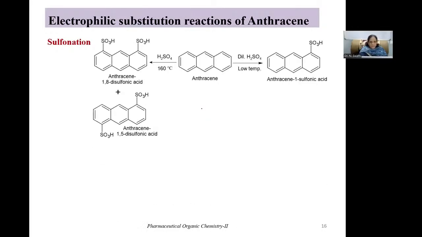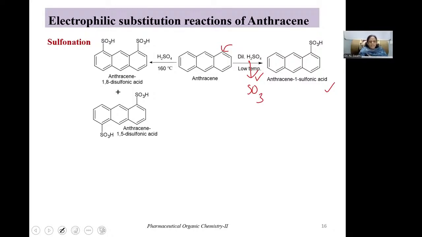So the first one is the sulfonation reaction. When anthracene is subjected to sulfonation at low temperature by treating it with dilute sulfuric acid, then there will be generation of sulfur trioxide. So the formed sulfur trioxide will be acting as the electrophile. Now in the case of anthracene sulfonation, the formed sulfur trioxide prefers to attack at the first position at low temperature, as a result of which there will be formation of anthracene-1-sulfonic acid as the product.